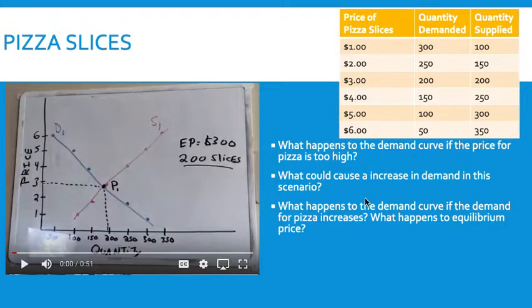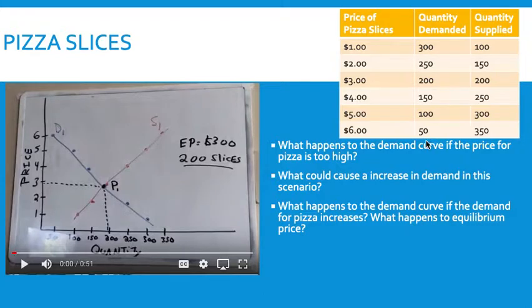That could be income. If people were making more money, then more people would want to buy a slice of pizza at $6 because they have more money, and more people would want to buy it at $5 because they have more money, and so on. So if we had an increase of income across the board, then all these numbers would change and the demand curve would shift.